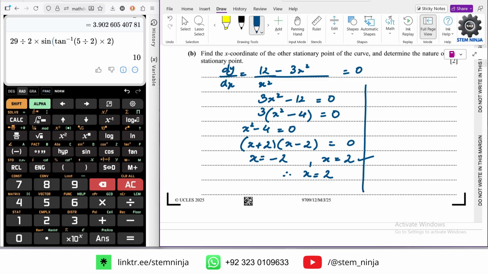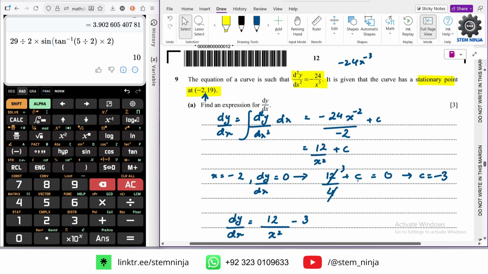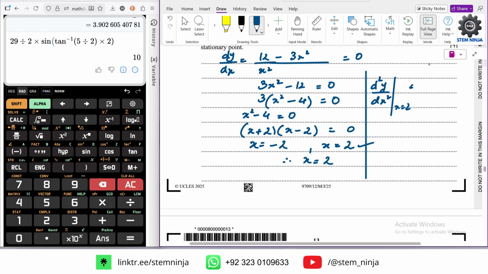Okay, now we need the nature. For this we would need the d squared y double derivative. x is equal to 2. So you have minus 24 over x cubed. So minus 24 over 8, which is minus 3. So this means that this is negative. Which means that this is a maximum.